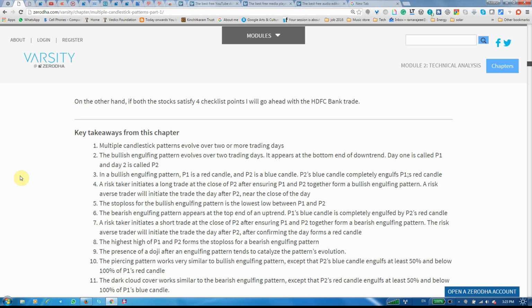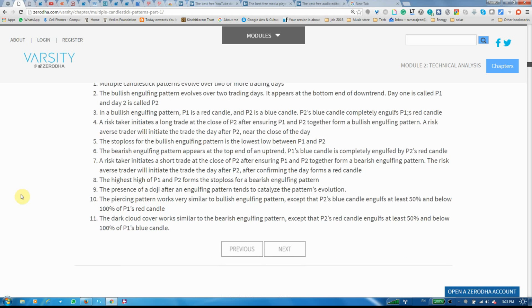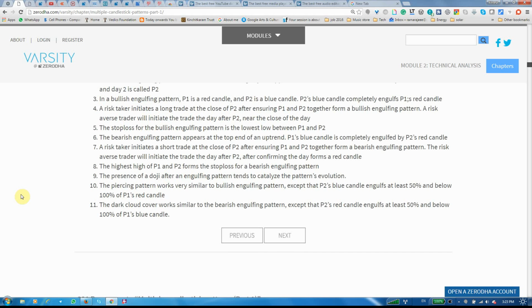P1's blue candle is completely engulfed by P2's red candle. A risk taker initiates a short trade at the close of P2 after ensuring P1 and P2 together form a bearish engulfing pattern. The risk-averse trader will initiate the trade the day after P2, after confirming the day forms a red candle. The highest high of P1 and P2 forms the stop loss for a bearish engulfing pattern. The presence of a doji after an engulfing pattern tends to catalyze the pattern's evolution.